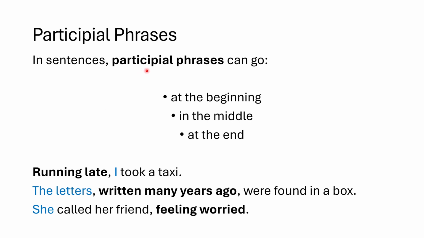In sentences, participial phrases can go at the beginning, in the middle, or at the end. Here are some examples. Running late, I took a taxi. The letters, written many years ago, were found in a box. She called her friend, feeling worried.